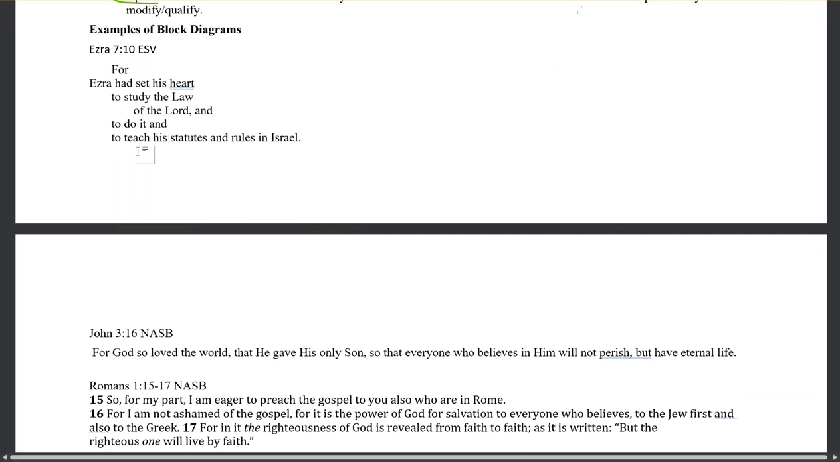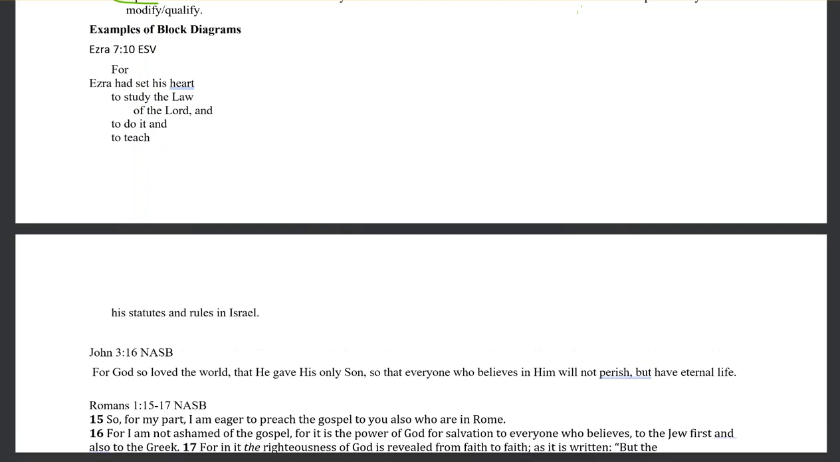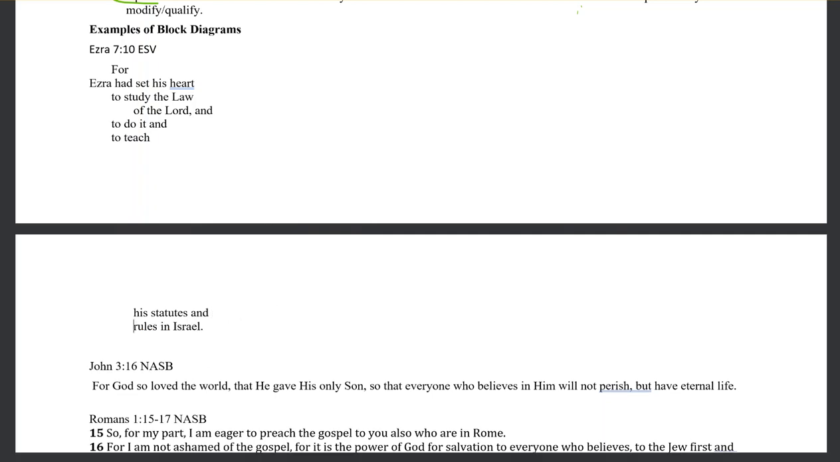Okay, what is being taught here? The statutes of the Lord. To teach what? Teach his statutes and rules. And where? In Israel.